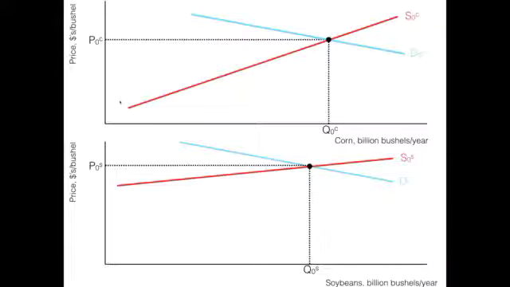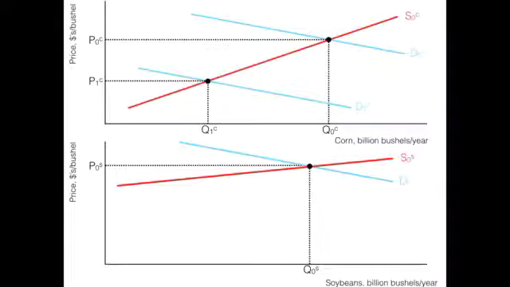So let's assume that there's a change in the demand for corn. So the demand decreases for corn. This lowers the equilibrium price from P0 of corn to P1 of corn, and we have a new equilibrium quantity of corn. So what we're interested in is how this is going to impact the market for soybeans, which is shown in the bottom portion of this graph here. So if the price of corn falls, this is going to impact both demand and supply.